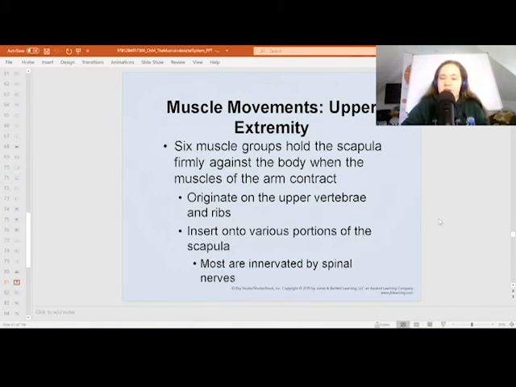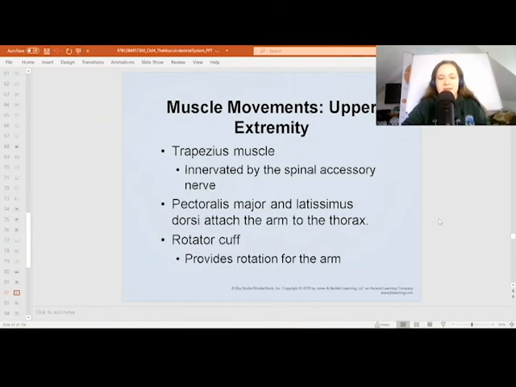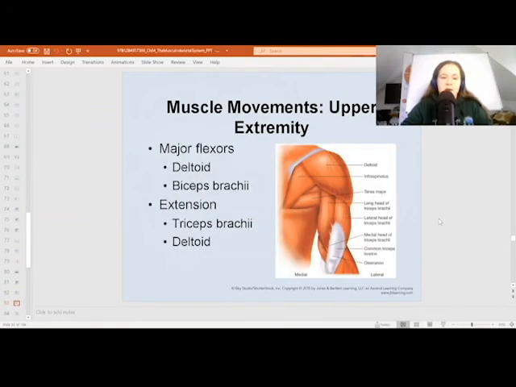Most are innervated by spinal nerves. The trapezius muscle is innervated by the spinal accessory nerve. Pectoralis major and latissimus dorsi attach to the arm and the thorax. The rotator cuff provides rotation for the arm. Major flexors are the deltoid and the biceps brachii, and the extensors are the triceps brachii and the deltoid.